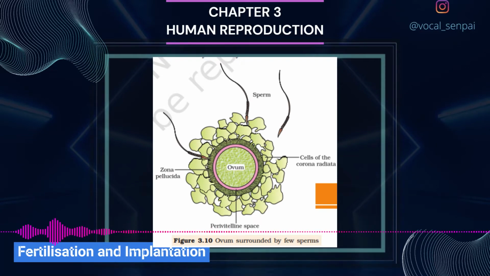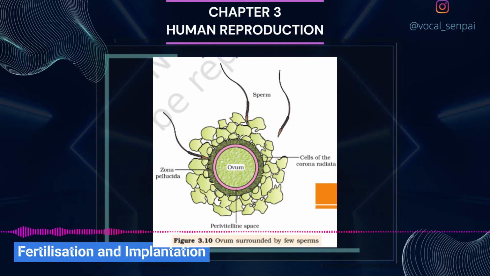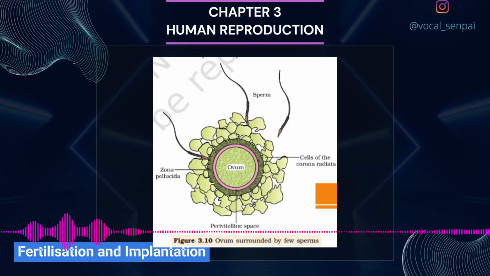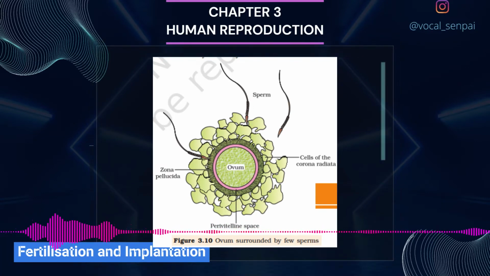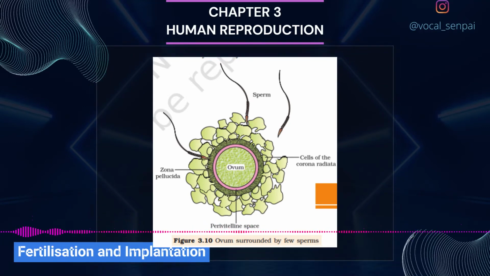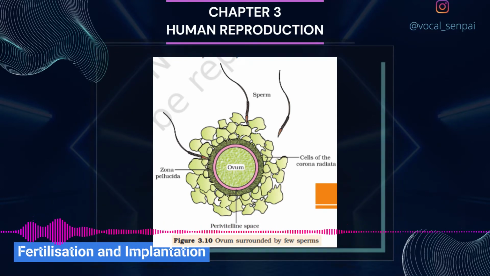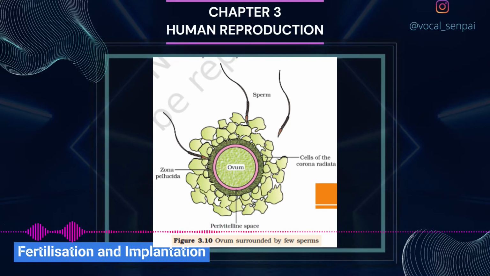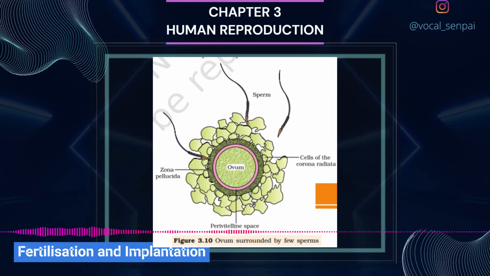The secretions of the acrosome help the sperm enter into the cytoplasm of the ovum through the zona pellucida and the plasma membrane. This induces the completion of the meiotic division of the secondary oocyte. The second meiotic division is also unequal and results in the formation of a second polar body and a haploid ovum, oocyte. Soon the haploid nucleus of the sperm and that of the ovum fuse together to form a diploid zygote. How many chromosomes will be there in the zygote?